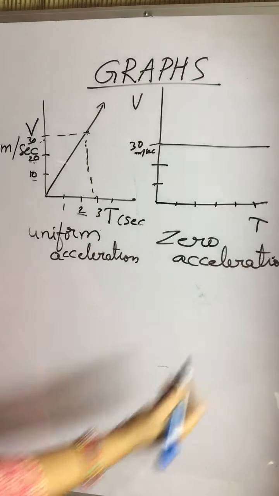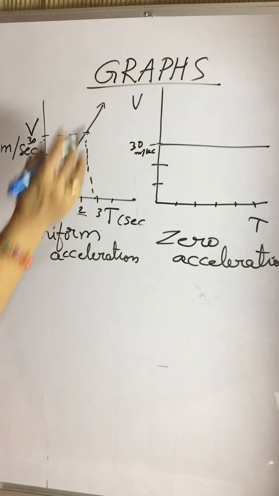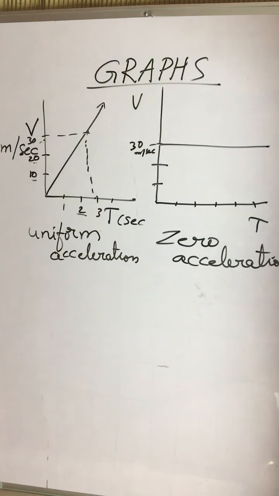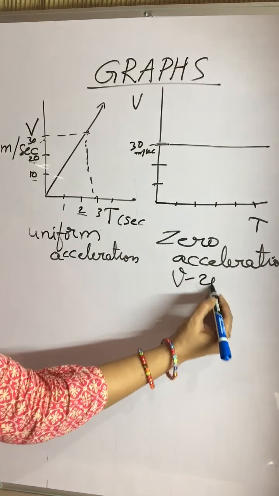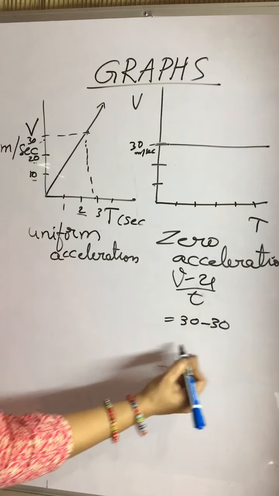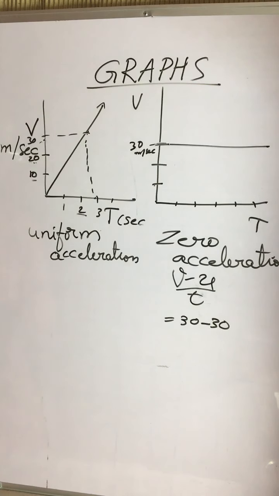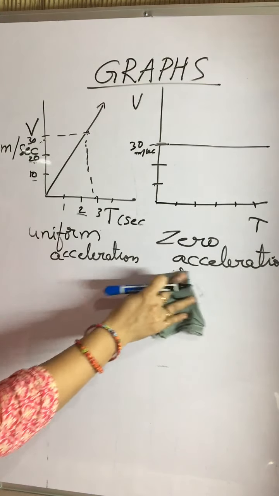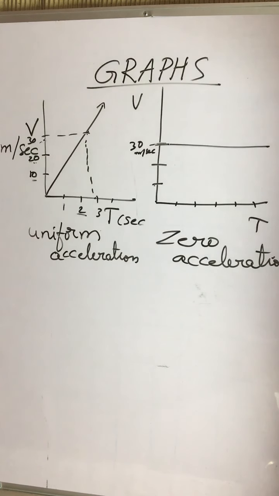Uniform speed, but we are talking about acceleration here because velocity time graph is used to calculate acceleration. Here this graph shows zero acceleration. Why zero acceleration? Because initial velocity is 30 meter per second, final velocity is also 30 meter per second. So v minus u upon t, v is 30, u is also 30. So what does it mean? 0. 0 divided by t is 0. So this graph shows zero acceleration, students.